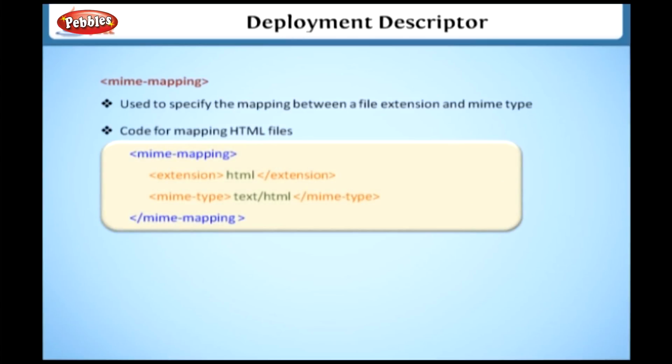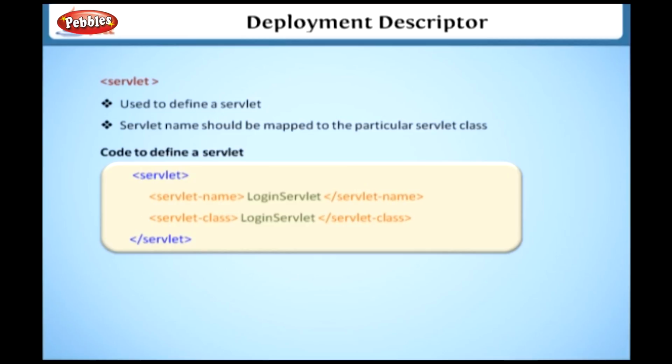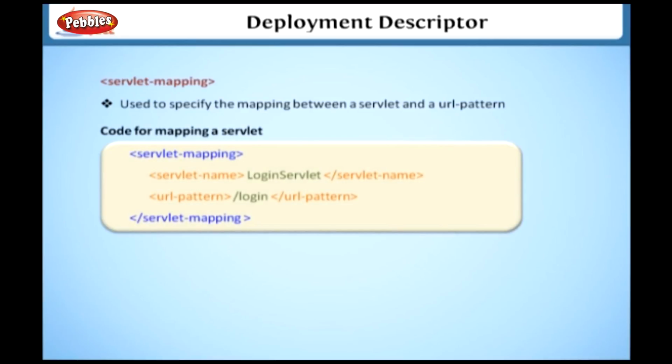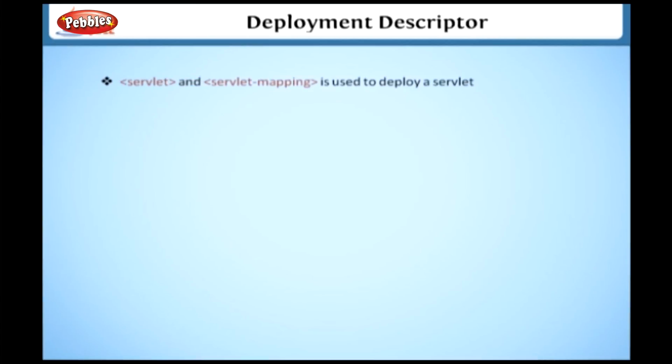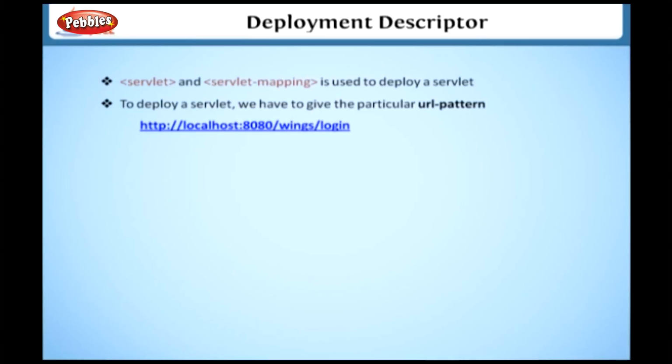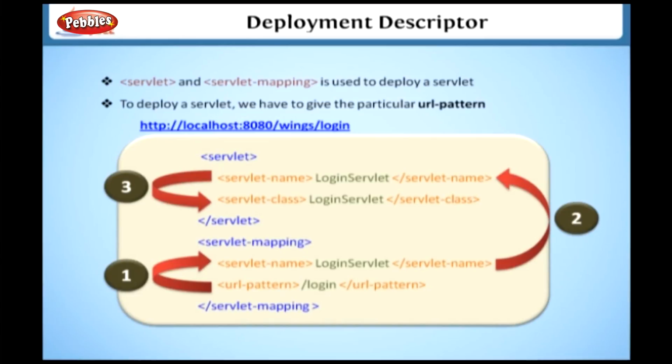MIME mapping. It is used to specify the mapping between a file extension and a MIME type. The code that gives the mapping for HTML files looks like this. Servlet. It is used to define a servlet, i.e., the servlet name should be mapped to the particular servlet class. This code shows defining a servlet. Servlet mapping. It is used to specify the mapping between a servlet and a URL pattern. The code shows the mapping of a servlet. Servlet and servlet mapping are used to deploy a servlet. To deploy a servlet, we have to give the particular URL pattern, like this. Then, by using the servlet name, the corresponding servlet class is executed.